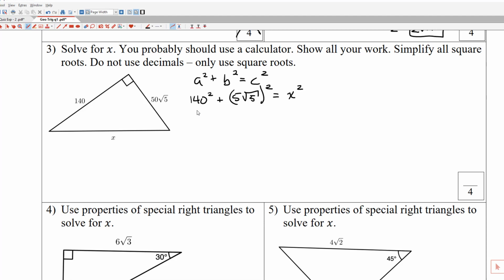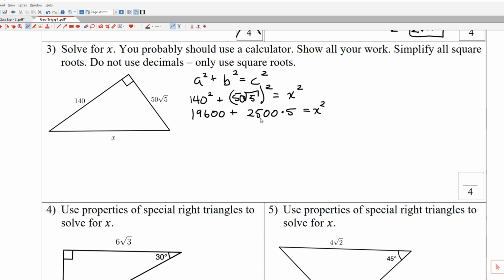14 squared is 196. And then 2 zeros, because 10 squared, plus, all right, it's 50 squared. Oh my gosh, 50 squared. Well, 5 squared is 25, and then 10 squared is 100, and then the square root of 5 squared is just 5, so multiply by 5 is equal to x squared.